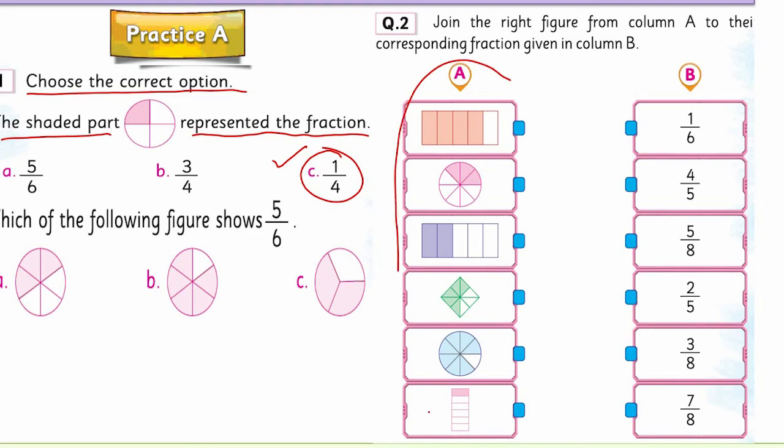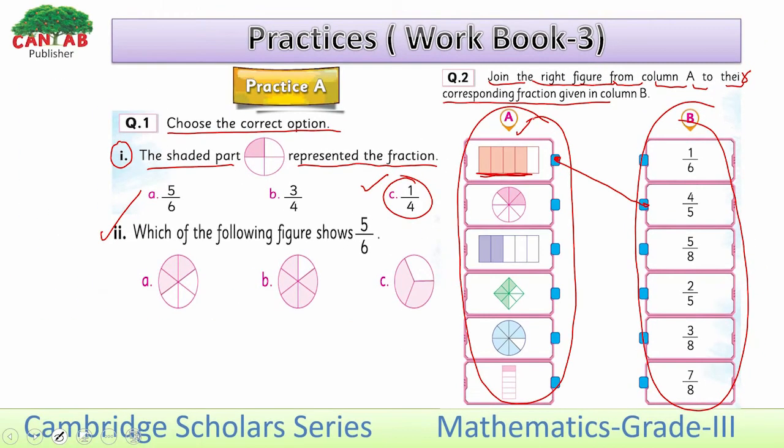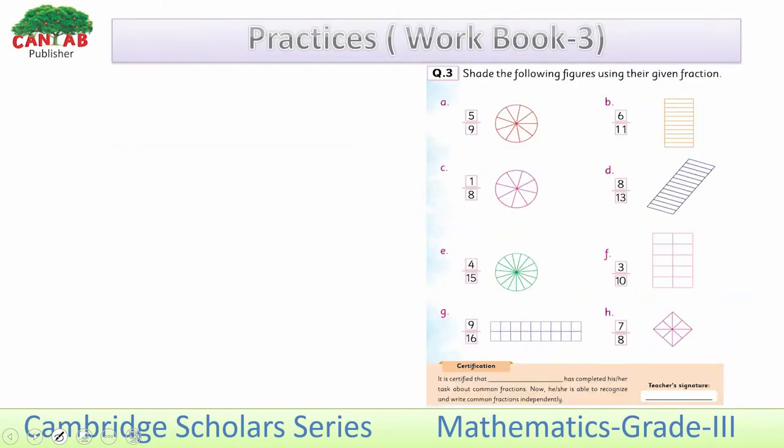Now look at question number 2. This is column A and this is column B. Read the instruction. Join the right figure from column A to their corresponding fraction given in column B. So, how many shaded parts? 4. Total parts 5. So, 4 over 5. Where is? This is. So, like this, join other parts from A to B. Students, now come to the next page.